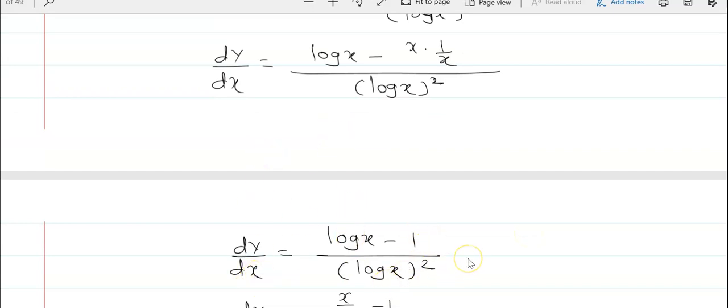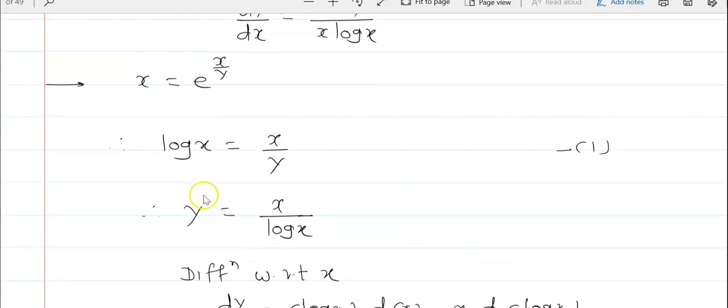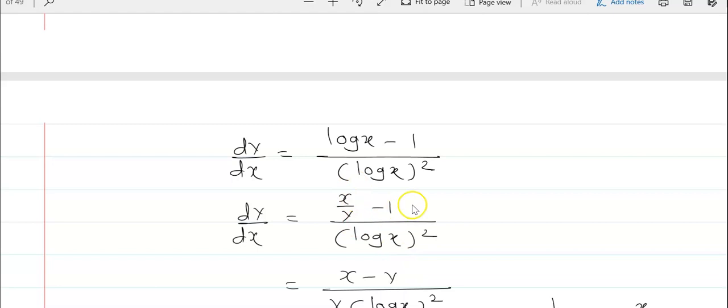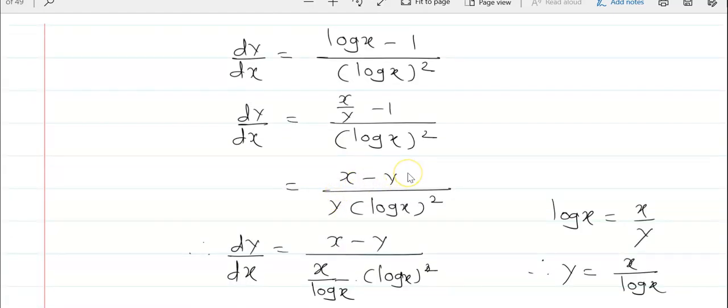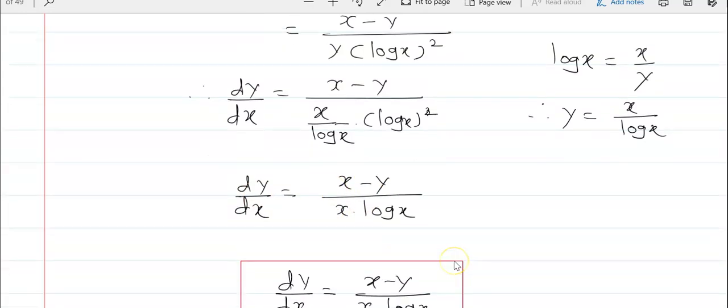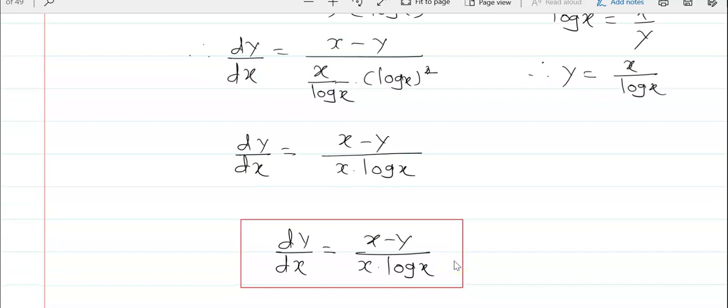But what is the value of log of x? Log of x is x upon y. Substitute here: x upon y minus 1 upon log of x bracket square. Simplify this: x minus y upon y in bracket, log of x bracket square. But what is y? y is x upon log x. One log gets cancelled. Therefore, dy by dx is equal to x minus y upon x into log x, and hence dy by dx. This is the answer.